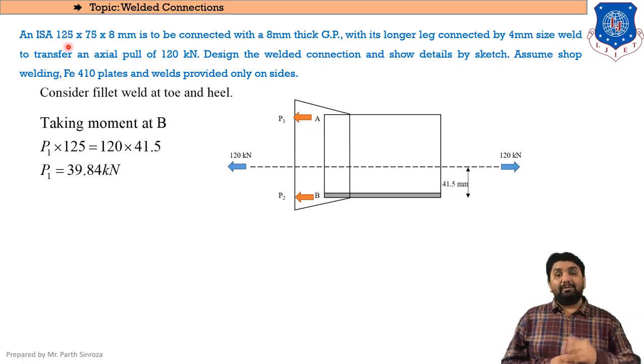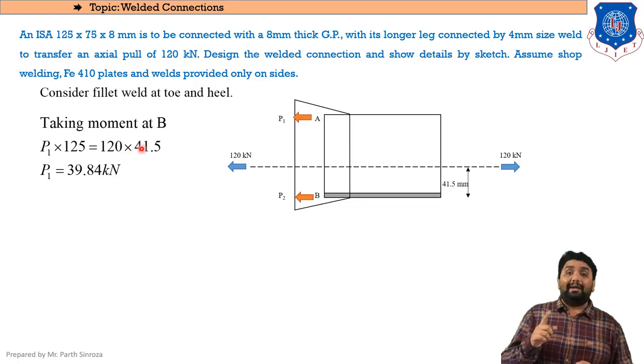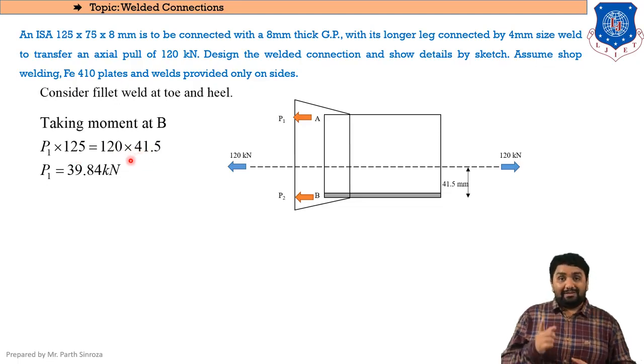Clear? Again, the distance between the point A and B will be our total longer leg. So P1 into 125 will generate an anti-clockwise moment at point B. Clear? That will generate an anti-clockwise moment at point B. So we are equating anti-clockwise moments on one side and keeping all the clockwise moments on the other side.